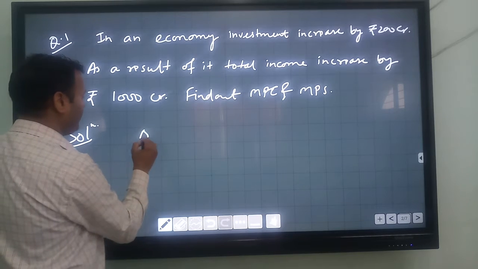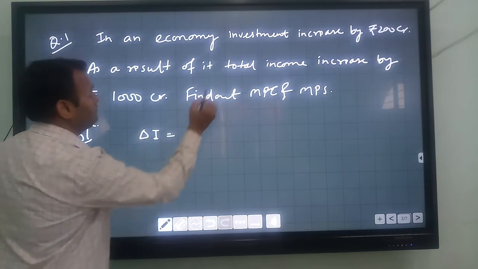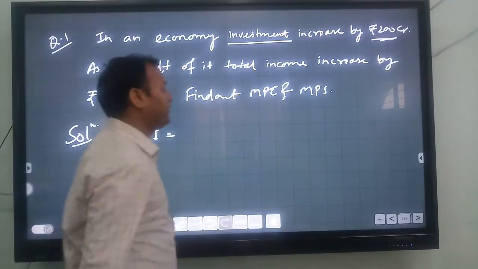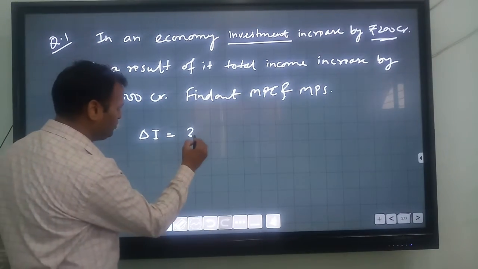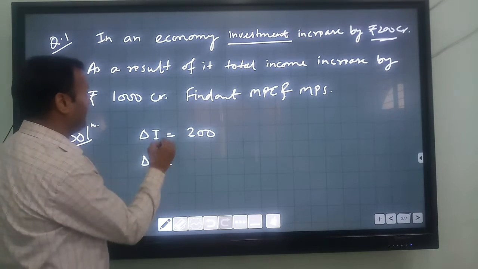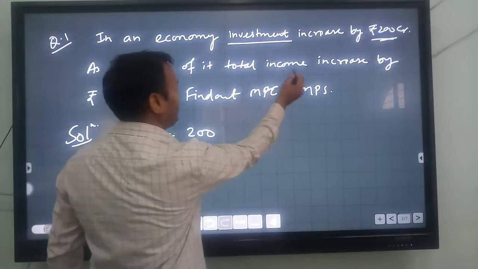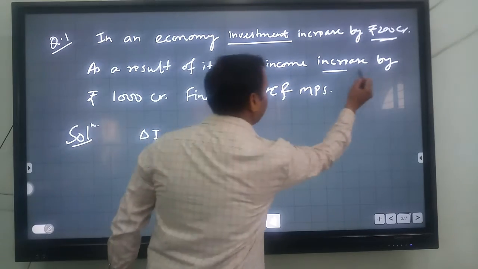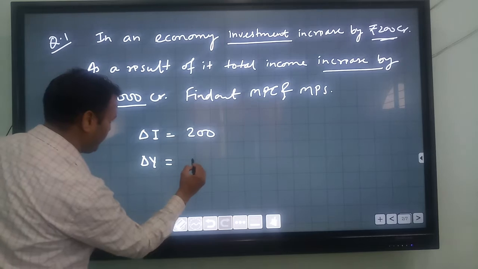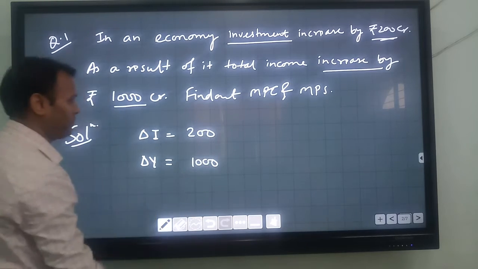We are given delta I, that is, investment increased by how much? 200. So delta I is equal to 200, and delta Y is what? Delta Y means change in income. The total change in income increased by how much? 1000. So delta Y is 1000.